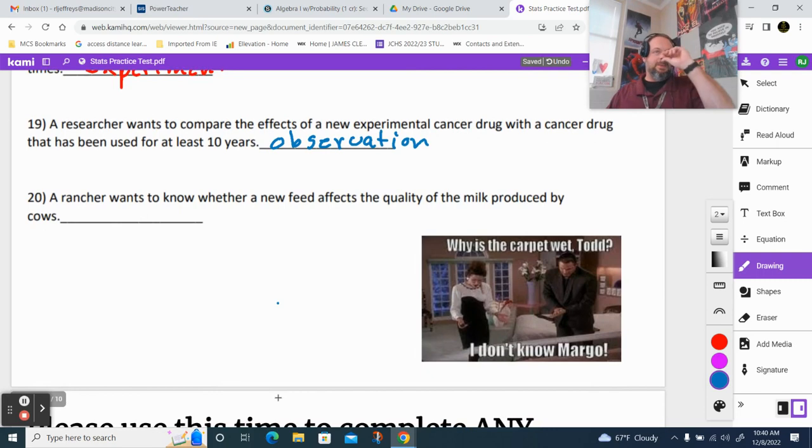Okay. A rancher wants to know whether a new feed affects the quality of the milk produced by cows. This would actually be an experiment. Okay. Because he could take half of them. He would actually have to do said experiment. Okay.